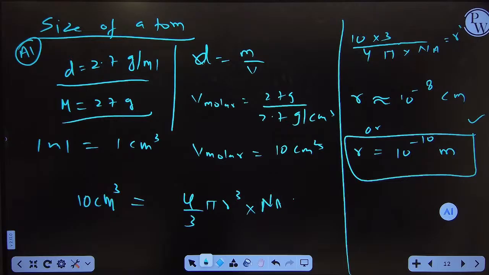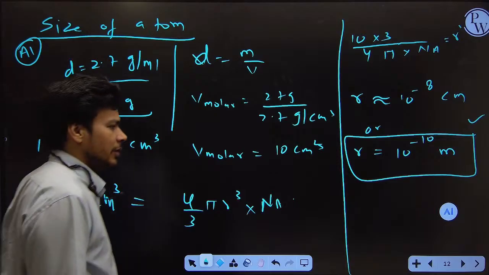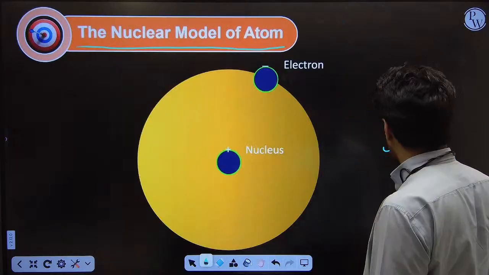Clear? Now what else is there to find in this model of atom? Atomic size we found. What else can we find out? We can find out the size of the nucleus. How do we go about that? Any idea? Exactly, right? Basically, we have to observe very simply.